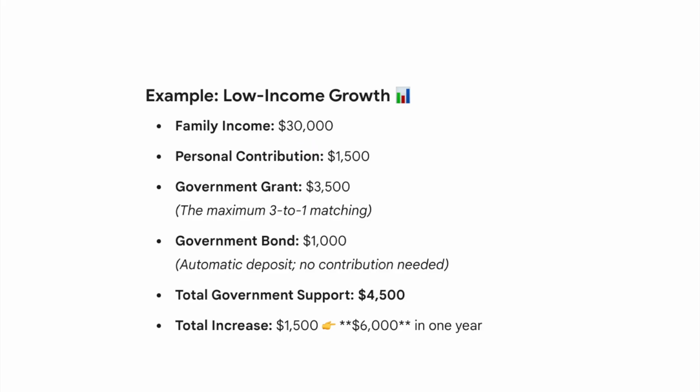In this case, the RDSP qualifies for the highest level of government support. If the family contributes $1,500 to the RDSP, the government adds the maximum grant of $3,500. On top of that, because income is low, the government also adds a $1,000 bond, even though the bond does not require any contribution. In just 1 year, a $1,500 contribution results in $4,500 from the government, for a total increase of $6,000 in the RDSP.